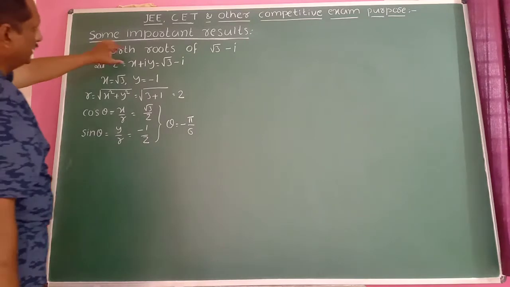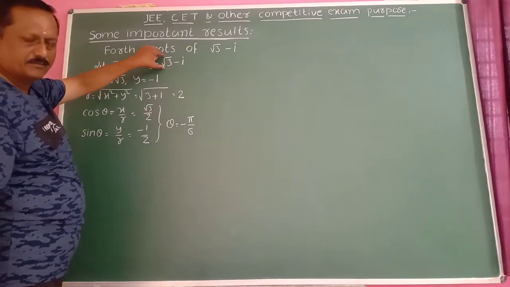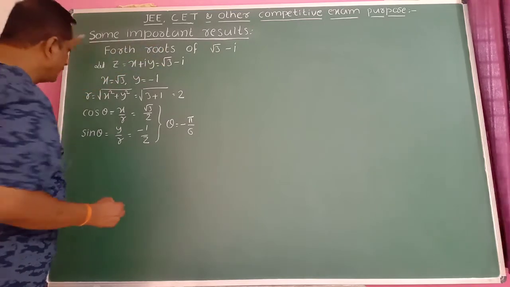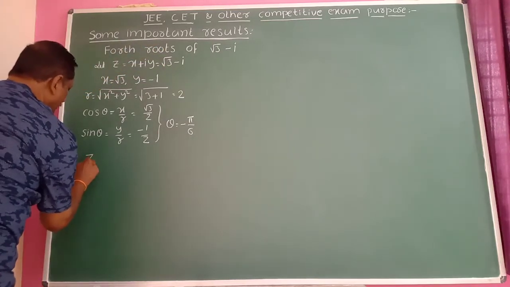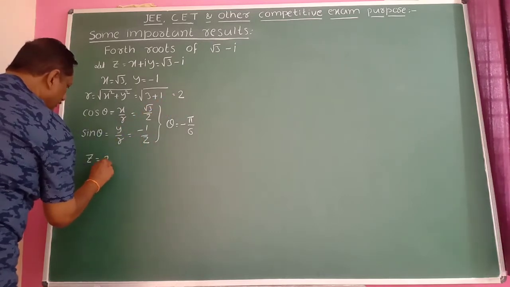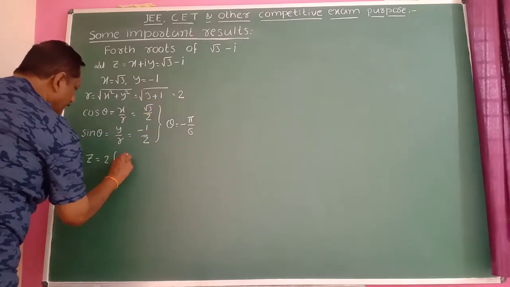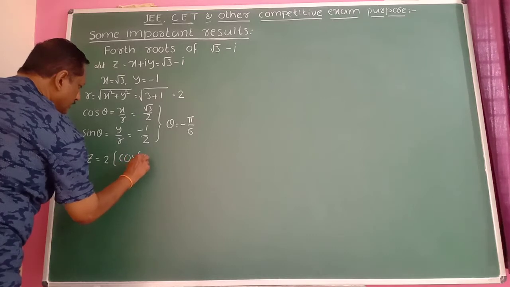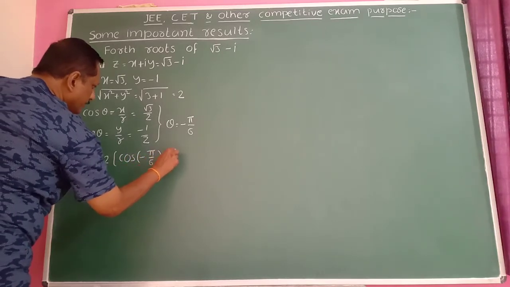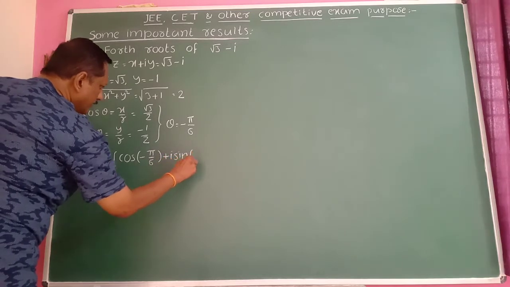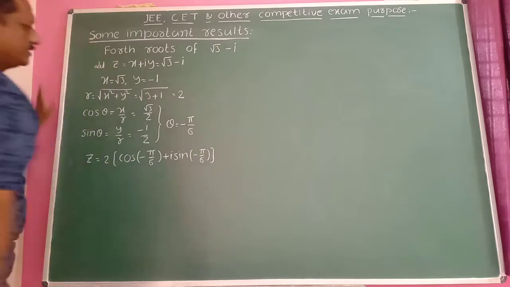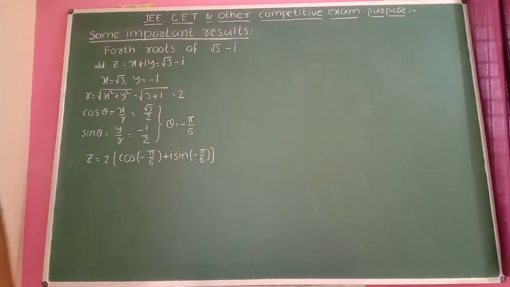Therefore, here is the Cartesian form. Write this Cartesian form into the polar form. Therefore, z is equal to r, which is 2, into cos of minus 5 pi divided by 6 plus i sin of minus 5 pi divided by 6. So this is the polar form of the complex number.